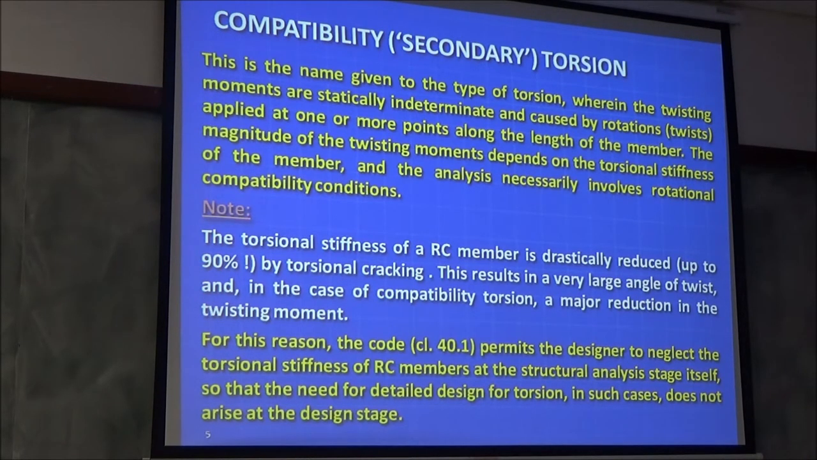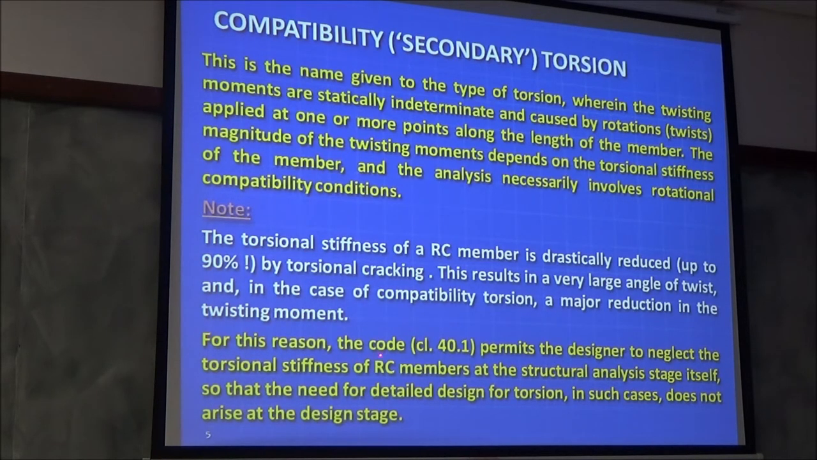So you can put a stiffness modifier in your software. Even in SAP and STAAD and all that, you can do a modifier. And if you really want to do good design, take a modifier, say maybe 0.6, 0.7. So in your design, you're assuming 70%, or 0.3, 0.4. That means you're reducing the C value or the GC value by 30%, 40%. That will give you a good, correct design for torsion.